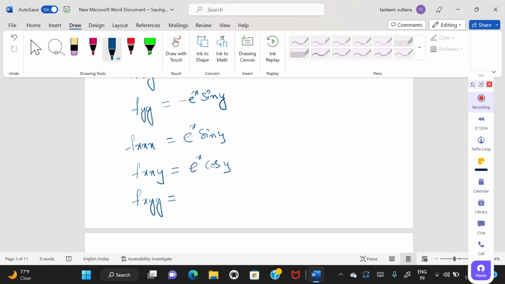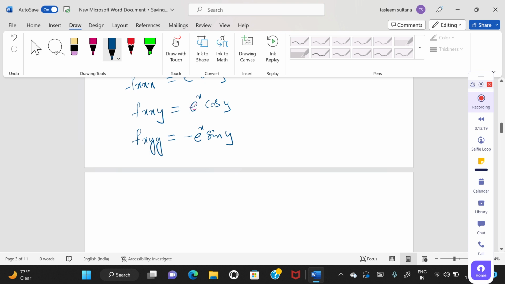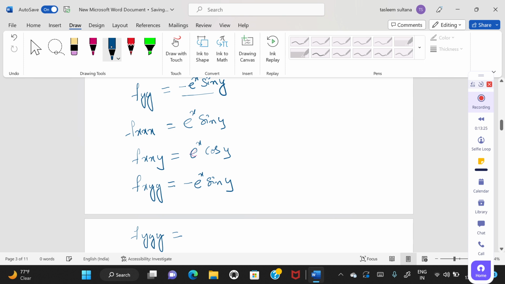Next, f_xyy equals: for this one you have to differentiate with respect to x. This is the double-time one, so one more you have to do with respect to x. Minus e^x into sin y. Next, for f_yyy, it's minus e^x sin y differentiated again. Sin y differentiation is cos y, so minus e^x into cos y.